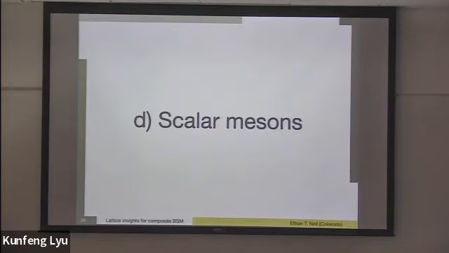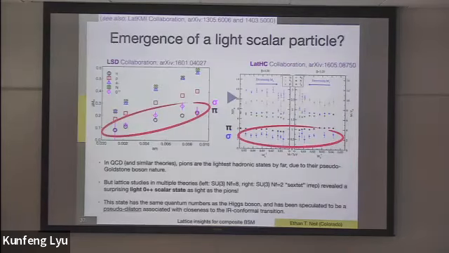Okay, the last thing I want to talk about is scalar mesons. In QCD, there is a scalar meson that's very broad. The f0(600) is a very broad two-pion resonance. The pion is much lighter because the pion is a Goldstone boson, basically.